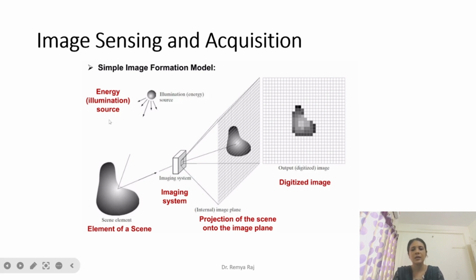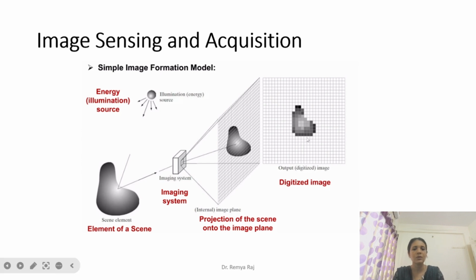The light will be illuminated on the object, and an imaging system will be there. The light will be reflected, and the reflected light will be absorbed by the imaging system and projected on the image plane. That is nothing but analog form. Whenever you want to view it on a computer, you have to convert it into a digitized format.